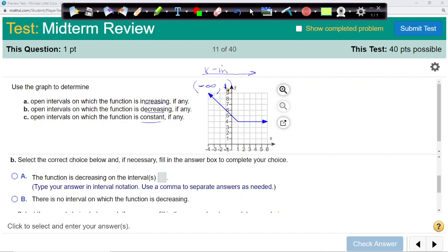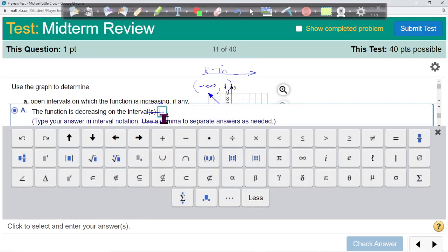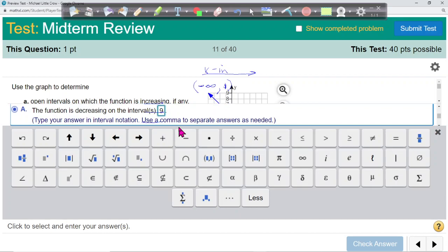When you see open intervals, do not use brackets. Use parentheses. So we go parentheses, negative infinity, comma, all the way to 1, and then we close the parentheses. Okay, that's good.